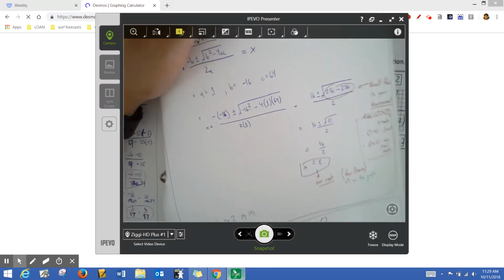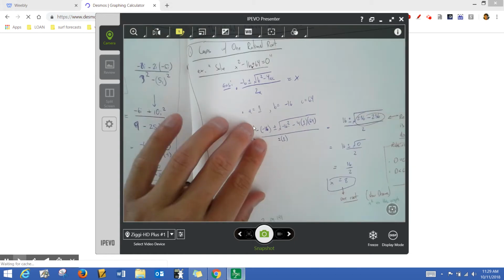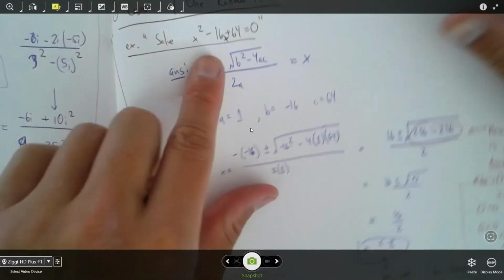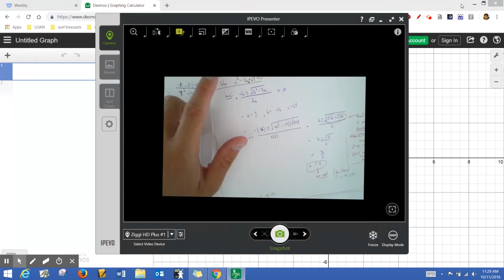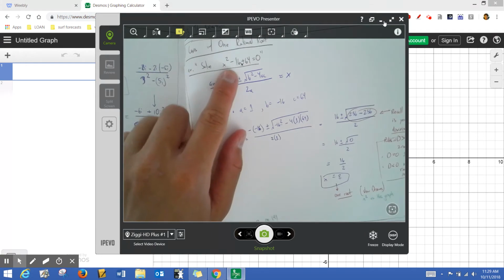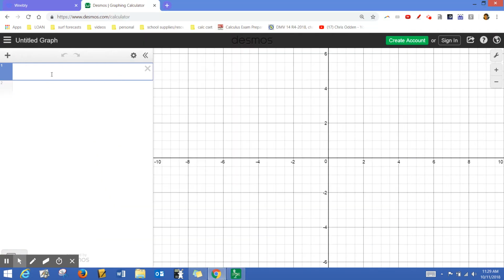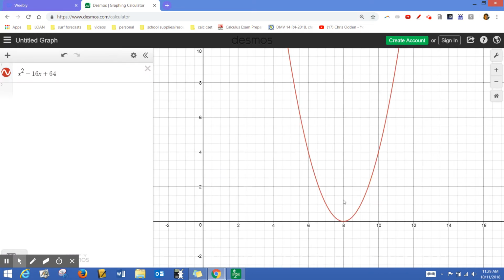So let's go back even further. This is the first problem, okay? This is the first type of problem in 3-3 that we talk about. Cases with one rational root. What does one rational root look like? We're going to plug in x squared minus 16x plus 64. One real root. Roots are where you cross or hit the x-axis. I hit the x-axis at that one point. That is one root.